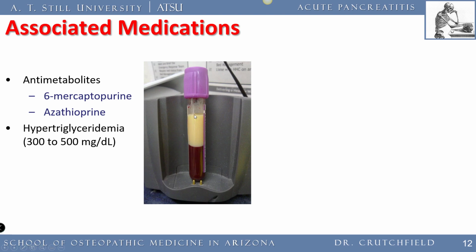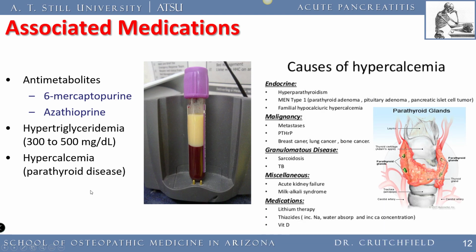Hypertriglyceridemia. This is what it looks like. We spin your blood down and you've got a lot of fat in your blood. Levels between 300 and 500, and usually it's levels even higher than this of the triglycerides. Usually it's in the thousands. Hypercalcemia, we've already mentioned that.